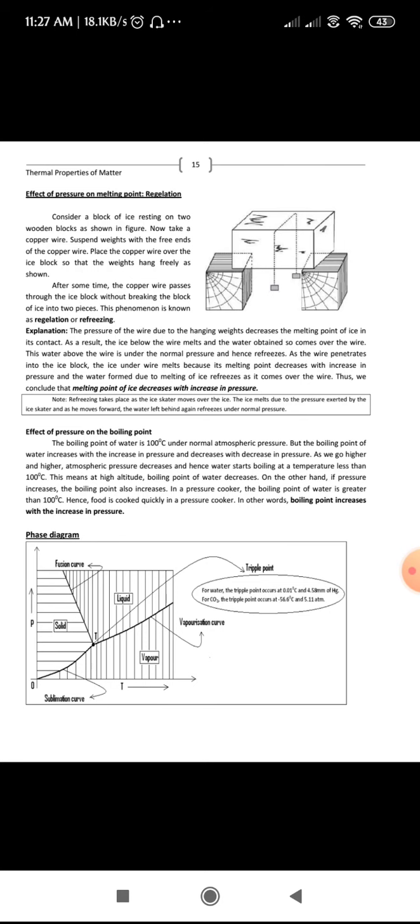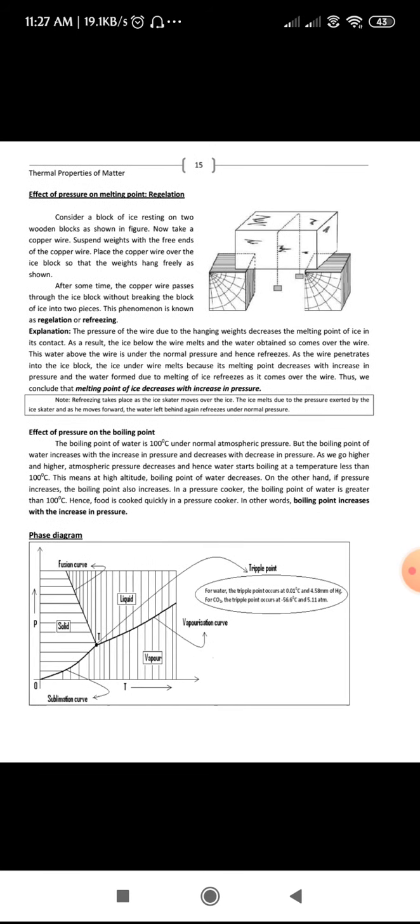I'll just read out the second paragraph. After some time, the copper wire passes through the ice block without breaking the block of ice into two pieces. This phenomenon is known as regelation or refreezing. So you can see, as time passes, after some time the copper wire passes through the ice block without breaking it into two pieces. So this phenomenon is called regelation or refreezing.